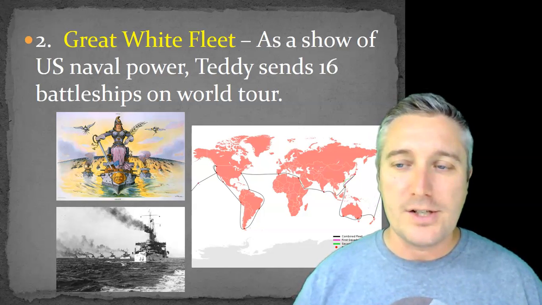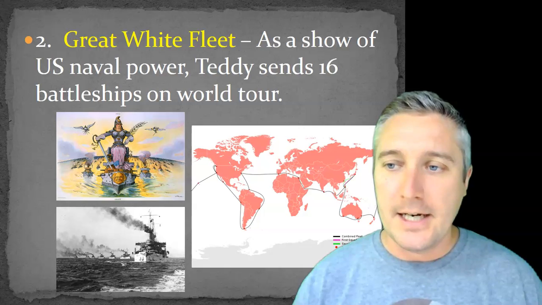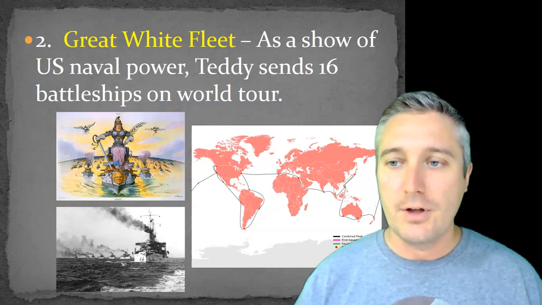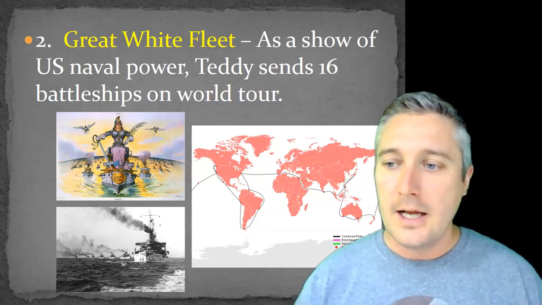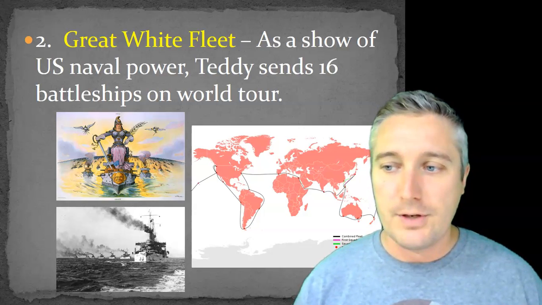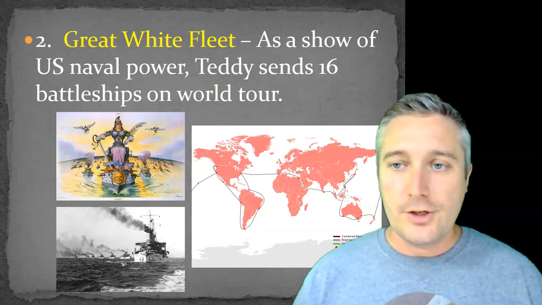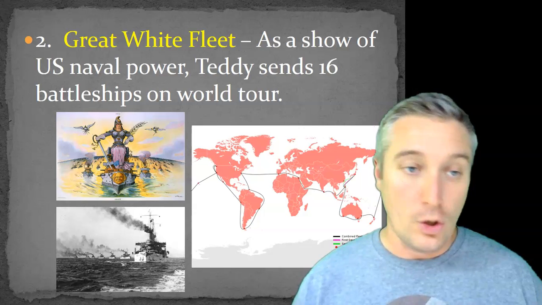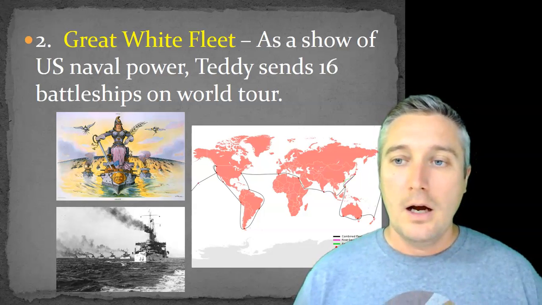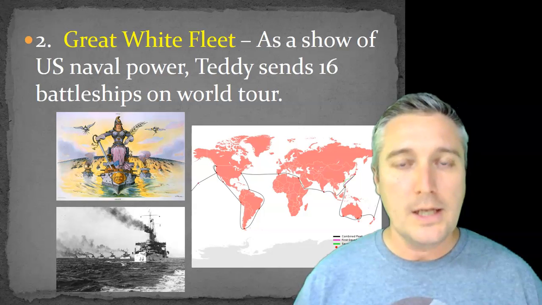Okay, they became known as the Great White Fleet, and Teddy Roosevelt took 16 of those ships on a world tour, and they basically stopped. You can see the map there, all those different locations. And I think this served a couple purposes. Number one, to show off. Okay, but number two, to let people know we can get to you, right?